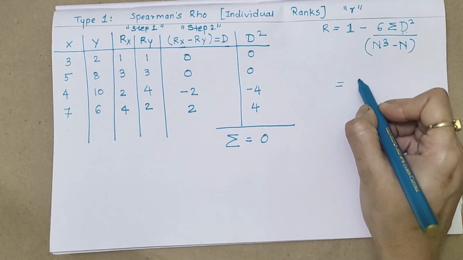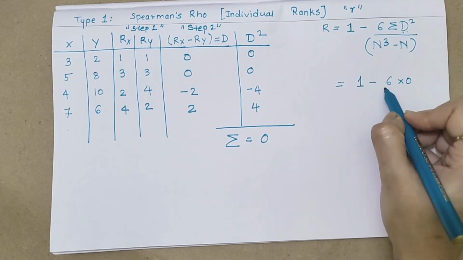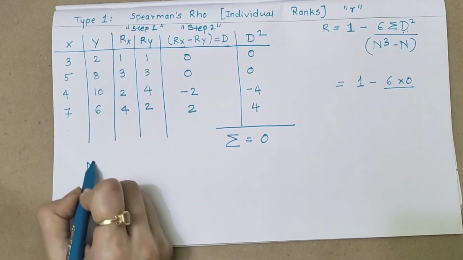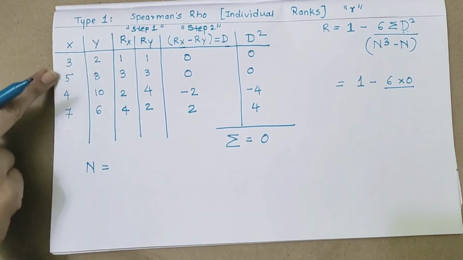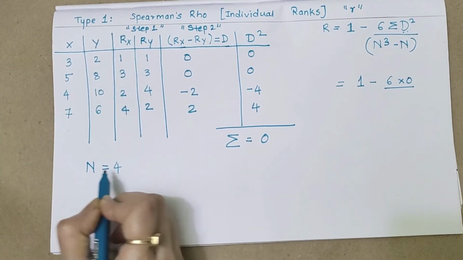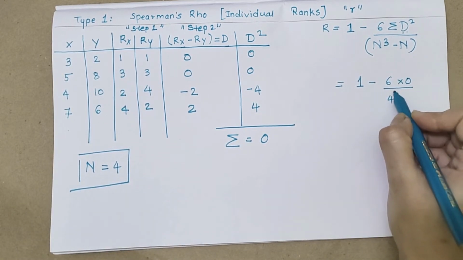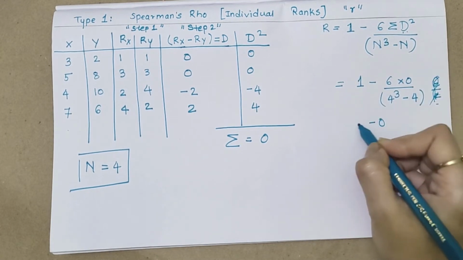Now we come here and we solve this. 6 into the summation upon n. What is your value of n? N is the number of elements in each column. How many number of elements are there? 4. So your n is 4. So let's see 4 cube minus 4.